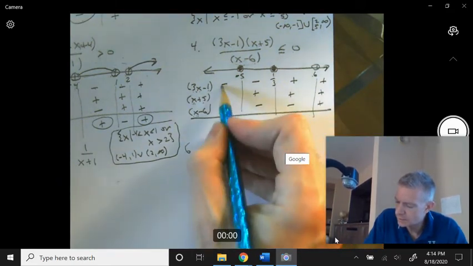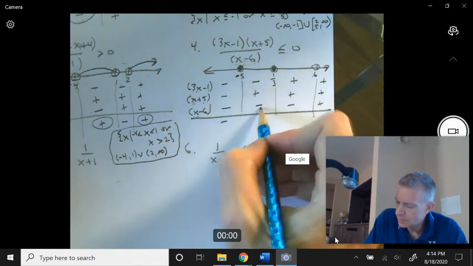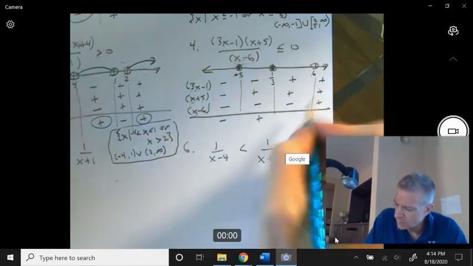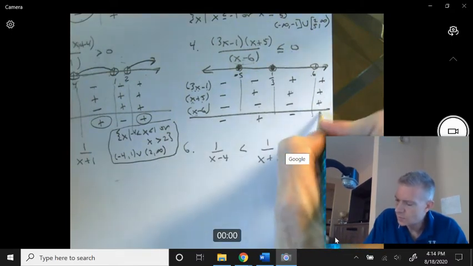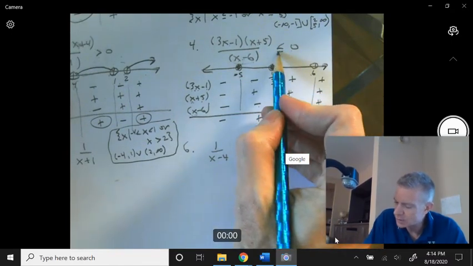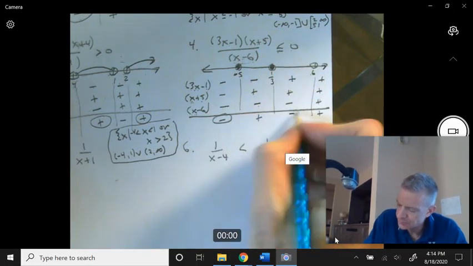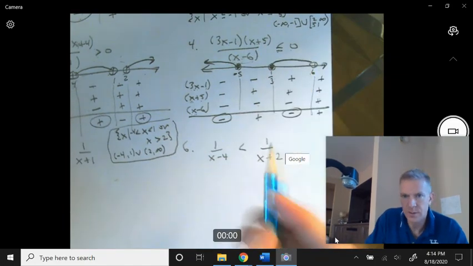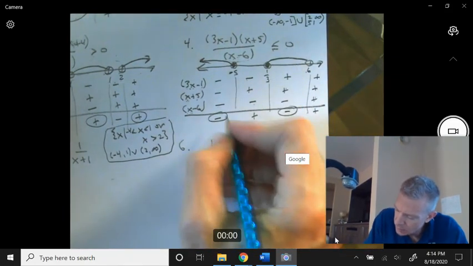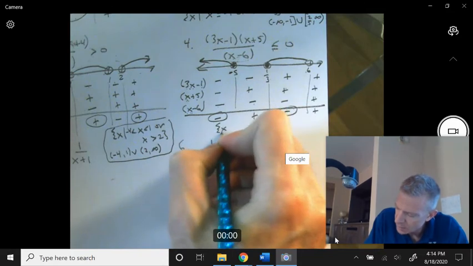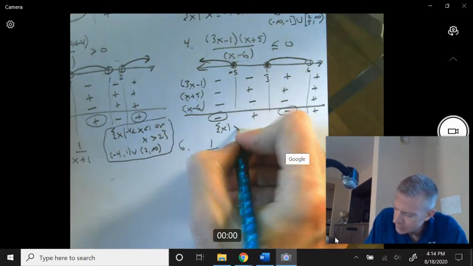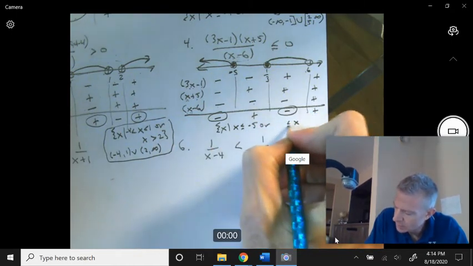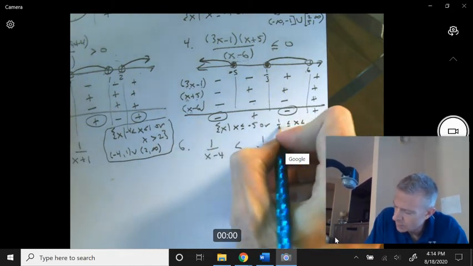Okay. 3 negatives gives you negative. 2 negatives and a positive gives you positive. 2 positives and a negative gives you negative. 3 positives gives you positive. We want less than or equal to 0, so we want the negatives. Okay, so there's our solution on the number line. Set of all x such that x is less than or equal to negative 5, or x is between 1/3 and 6.